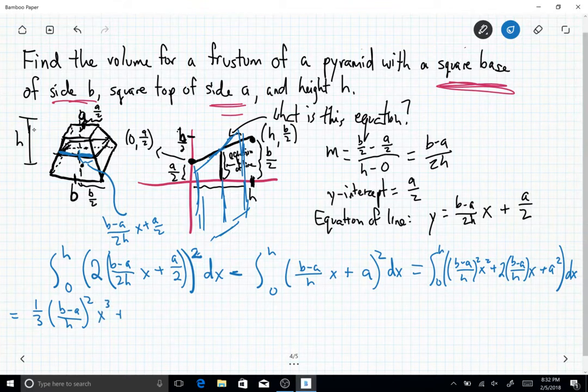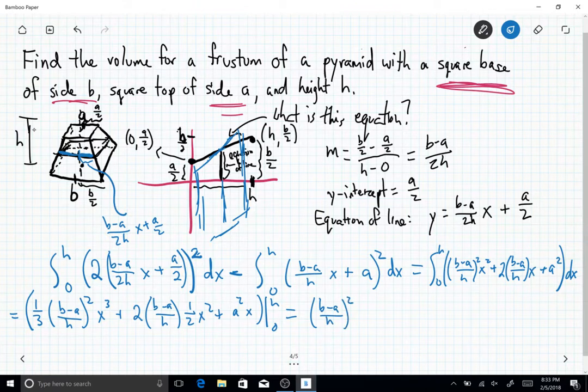Plus, notice you have 2 times b minus a over h. And I know I moved the 1/3 out in front. I'll leave the 1/2 here. 1/2 x squared. And then plus, notice a squared is just a constant, so that's a squared times x. And then all this whole piece of junk, what's going on there? We take the derivative, we've already gotten that, we go from 0 to h. So what happens at the end of the day? We get b minus a over h, the quantity squared. We have a 1/3, so I'll put it this time here. So we have 1/3, and then we have h cubed.